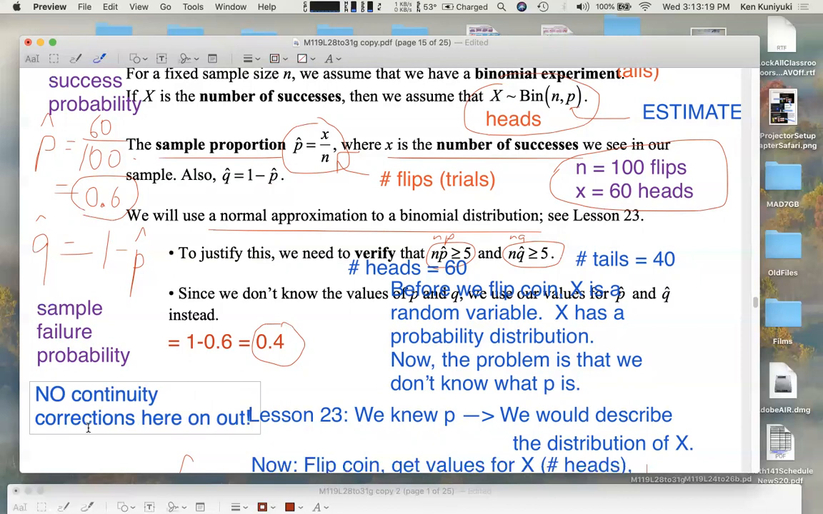Okay, next up, we're going to get to business. What formulas do we use to find confidence intervals for P? Next time.